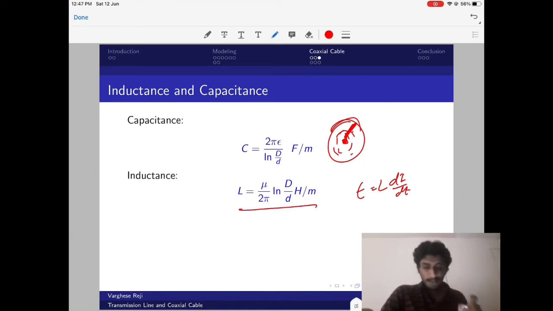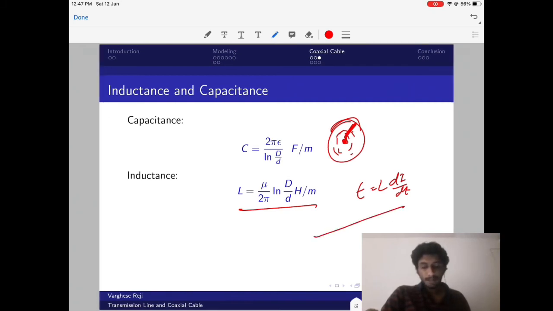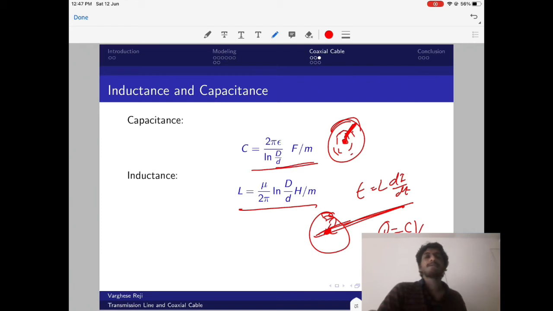To find the capacitance we can use the same trick. Consider the structure like this. Charge the central conductor. Now find the potential between both of these. Now compare with the formula Q equals CV. Then we can find the capacitance.